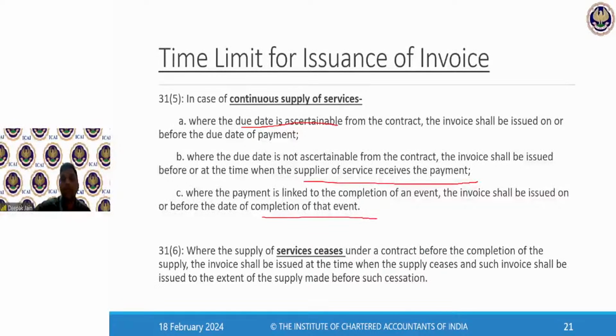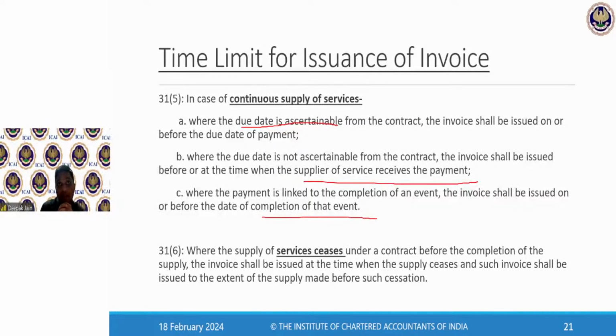So this completion of slab-wise or floor-wise is that event in this case. So once that one floor is complete, I'll raise the invoice. Once the second floor is complete, I'll raise the invoice. Or it will be bundled, saying that for each 5 floors I will raise the invoice. So if it's agreed as such, once that event is completed, I will raise the invoice. That becomes the time of supply. Then, where the supply of services ceases under a contract.